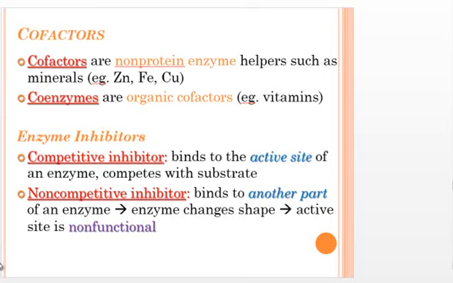So let's look at how some of these things can work, and let's look at enzyme inhibitors. There are two basic types of enzyme inhibitors. Competitive inhibitors would be a substance that can mimic the substrate and bind to the active site of the enzyme, and then when the enzyme tries to bind, it can't fit because there's something else there. Then there are non-competitive inhibitors, which bind to another part of the enzyme and change the shape of the enzyme.